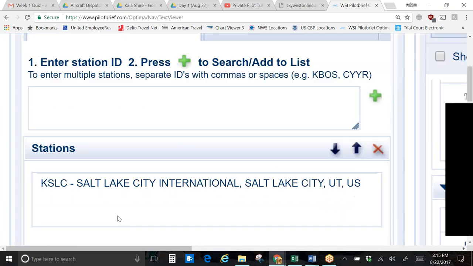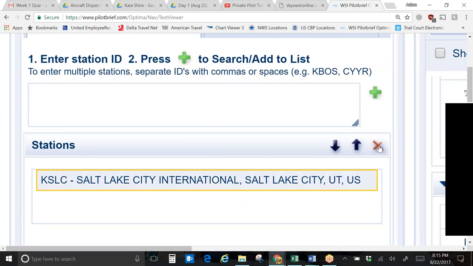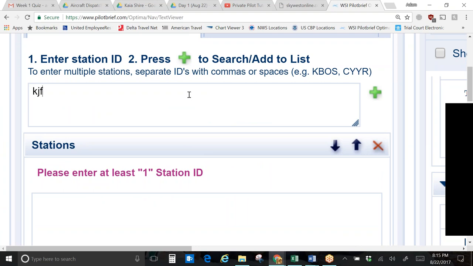What was the other one you were saying? JFK's in one. Okay. Let's see which kind.